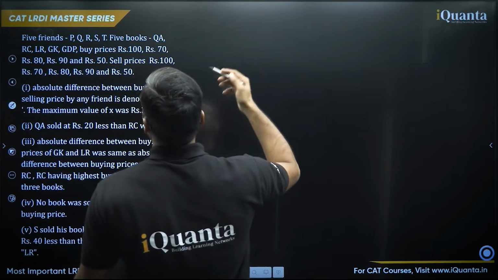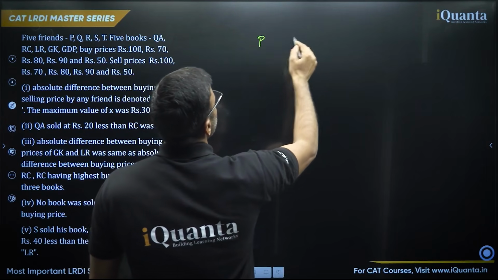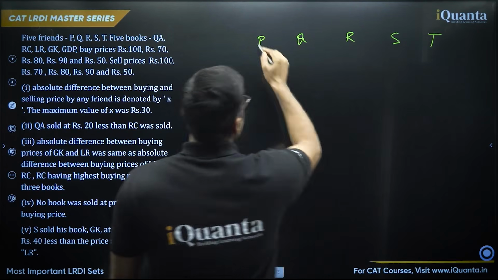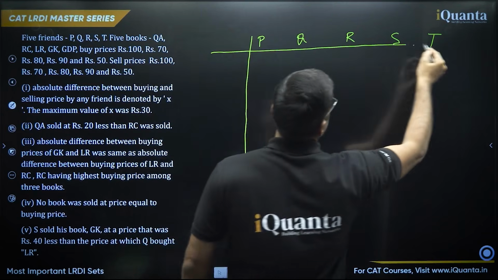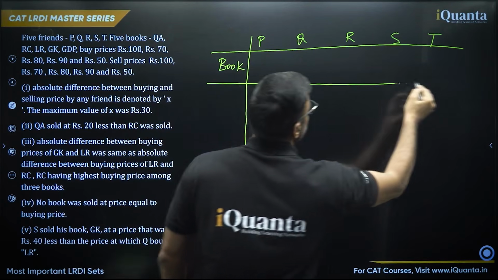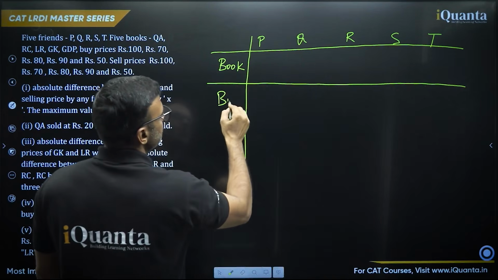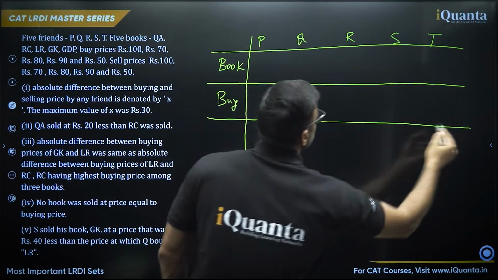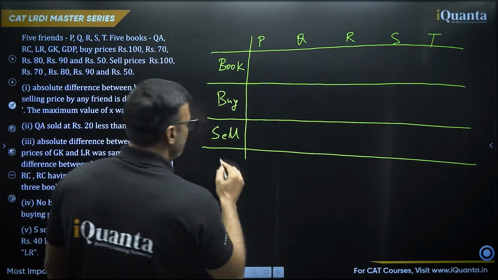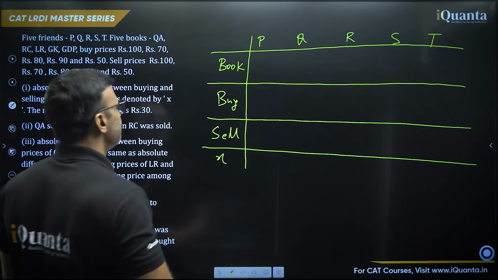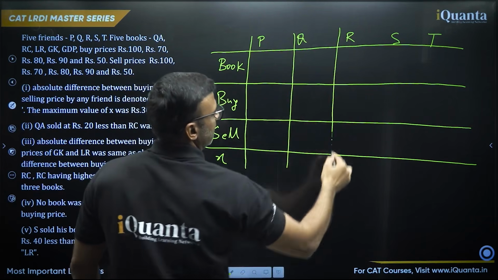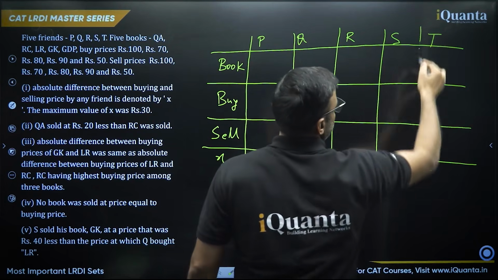The table can be created taking names of people as header: P, Q, R, S, T. Then we have the books here, then the buying price, then the selling price, and then the value of X. Remember, X is the absolute difference between buying and selling price. So this is the simple table that we have. Let's try to fill it.